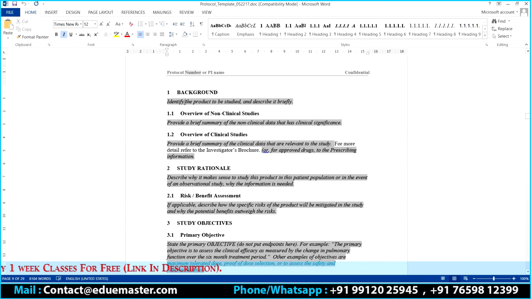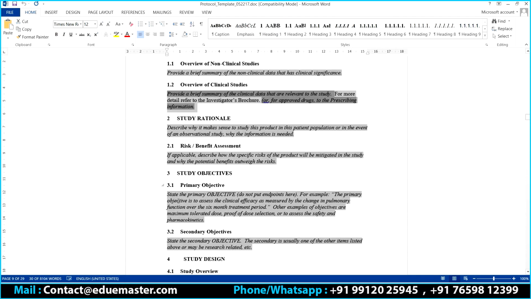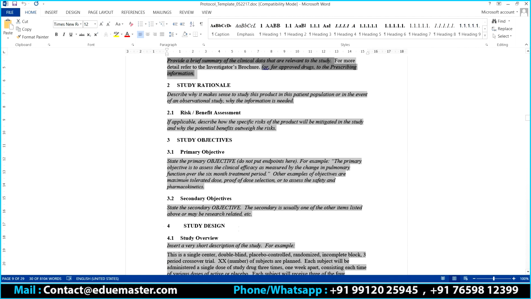Background. Identify the product to be studied and describe it briefly. So what is the product or what is the drug? Is it going to be a developed treatment drug, or a preventive drug, or a medical device? Give the information of that, right? So if this particular product has some non-clinical information, what is the significance of it? Give the summary of it. So for clinical studies, give the clinical data, because everyone requires the data, right? So give the data.